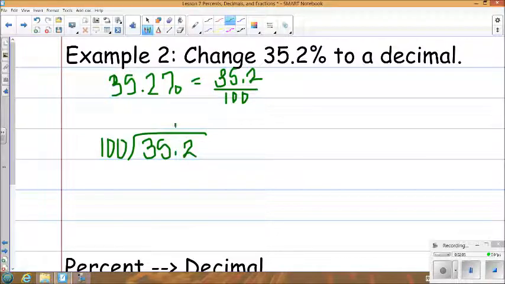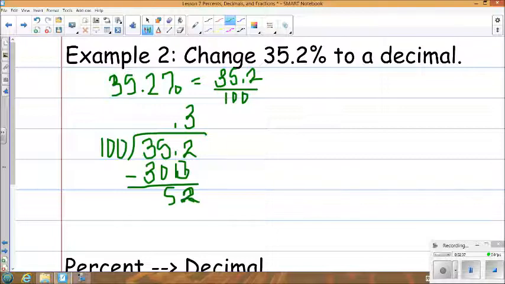35.2. Remember, we're going to carry the decimal up. So we look at it as how many times does 100 go into 352? It's going to happen 3 times. Since the 100 is going into 352 3 times, the 3 has to go above this 2. So we multiply, we get 300. We subtract, we get 52, so we have a remainder of 52.